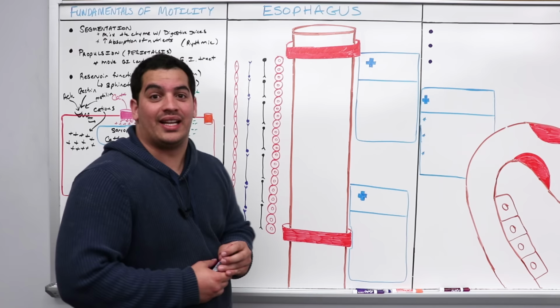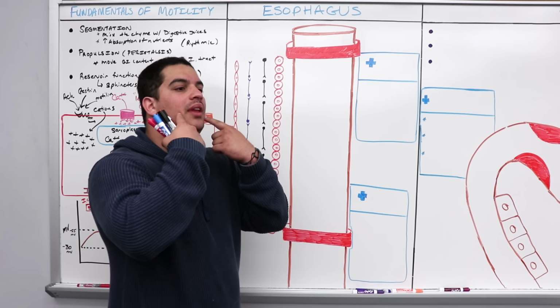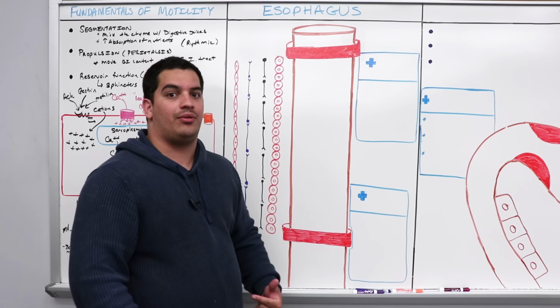Its design is to transport the GI contents from where? From the oral cavity, whenever we swallow, into the pharynx, right? And we're going to take it down to the stomach. That's its function. It doesn't really play a huge role in the reservoir function.